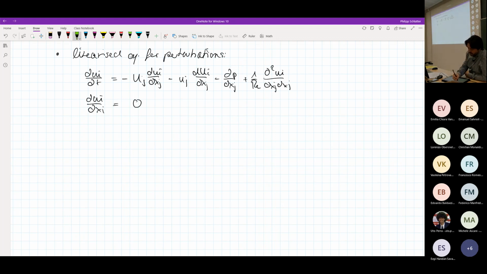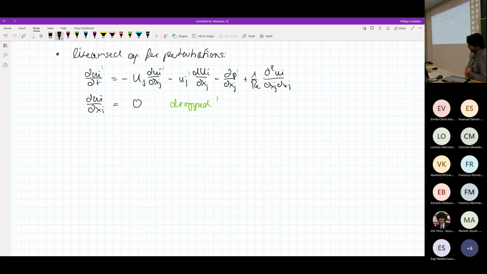What I have done here is I have actually dropped all these primes. Now, typically there should be primes because we're looking at the disturbance, and the base flow is the capital letters. But for simplicity, from now on, I will drop these primes. And I'm not just doing that here. This is common in the literature that at some point when you start to write down the disturbance equations, you start to neglect the prime.